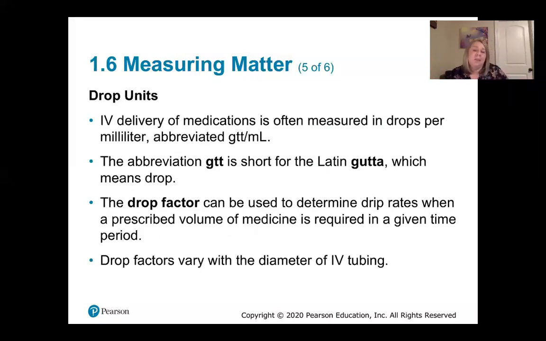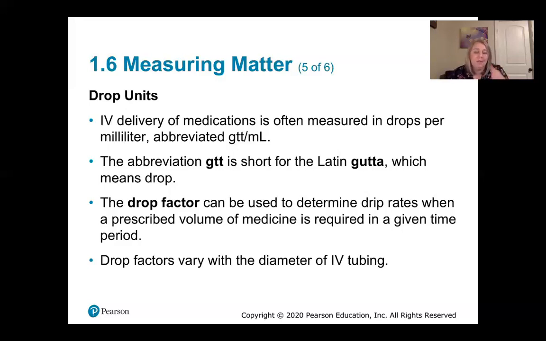But let's talk about a few other things. A lot of times you're going to deliver medicine in an IV. In an IV, the medicine is dissolved inside of a liquid. And so you're going to measure how much of that liquid you're giving somebody in drops per milliliter. And the Latin for drops is abbreviated GTT. So sometimes you're going to see that GTT per milliliter. And this is called the drop factor, and it's used to determine the drip rate.